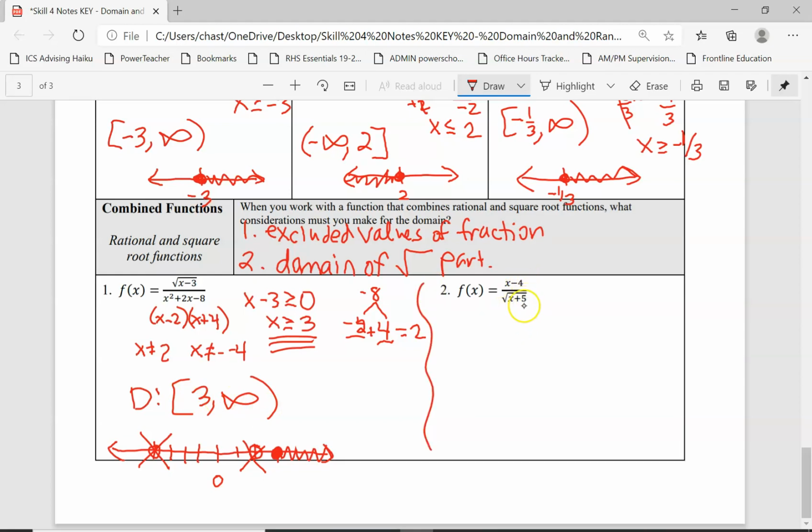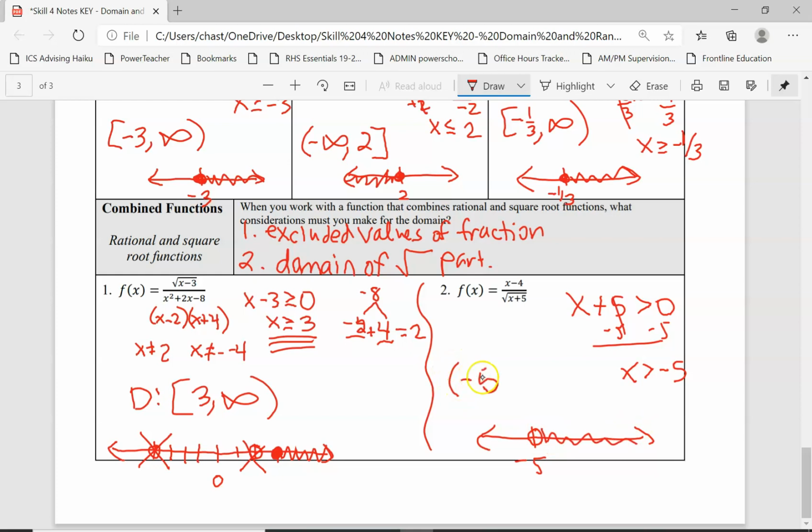The next one is a little bit different because the square root's in the bottom. So not only do we want that positive, so x plus 5 has to be positive, but in this case, because it's also a denominator, it cannot equal 0. So x has to just be greater than negative 5. So open circle, and then shade to the right. And that's how we would find the domain for this function.